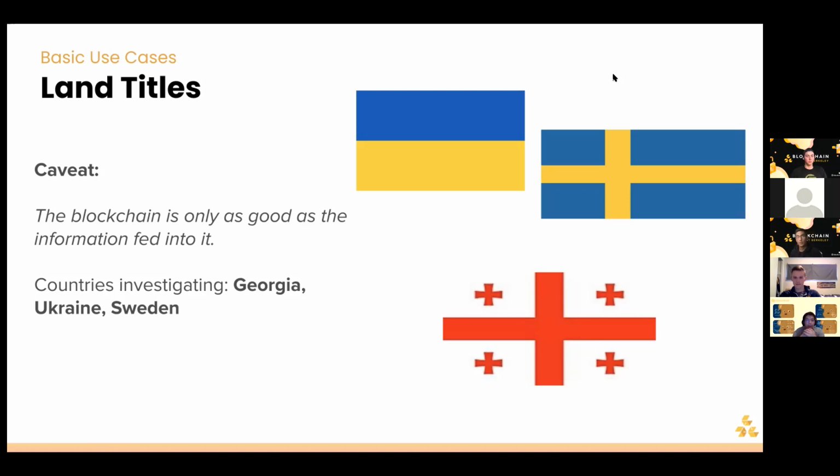So one caveat here is that blockchain is only as good as the information fed into it. So just like ML, just like any data-heavy technology, garbage in equals garbage out. So you have to trust the entry points for blockchains. You can't assume that because it's on the chain, it's trustworthy. You have to understand where the information is coming from in the first place.